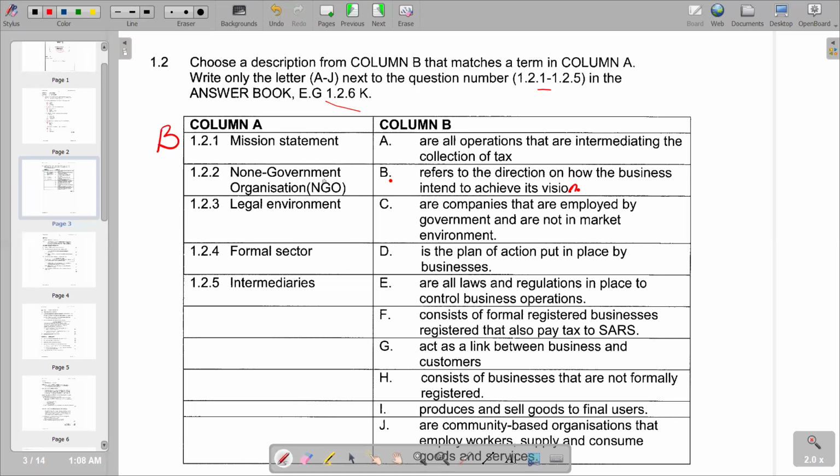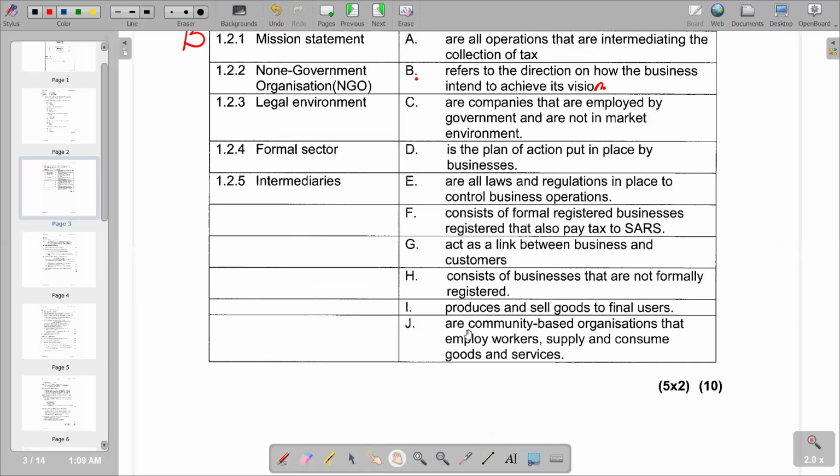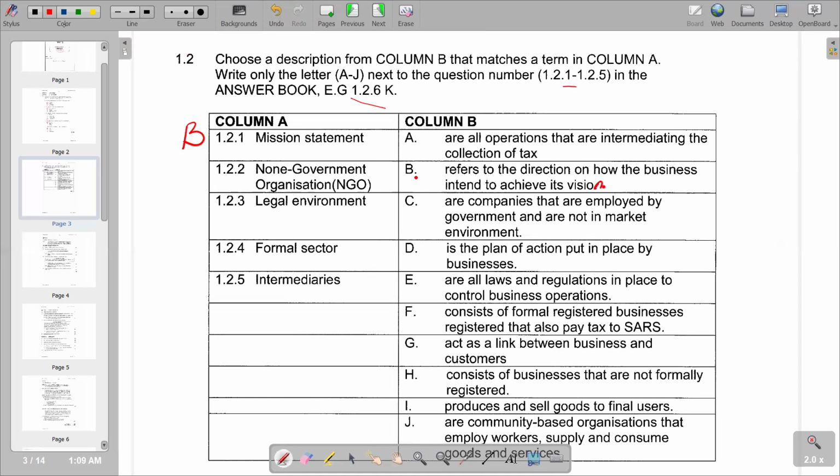Then we've got 1.2.2, non-governmental organization, that is our NGO. The description that we have in terms of our NGOs is that they are community-based and they seek to improve social and political problems locally, nationally, and also internationally. According to the responses we are given, we have J, which is the correct response, which says these are community-based organizations that employ workers, supply and consume goods and services. So we have J as the correct response.